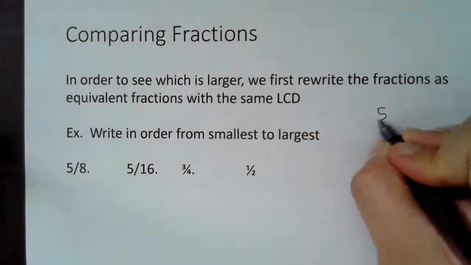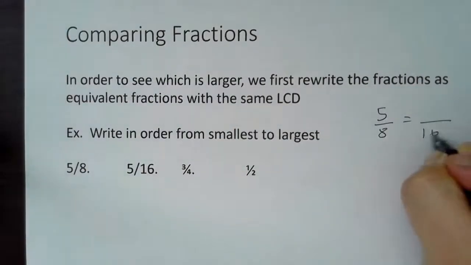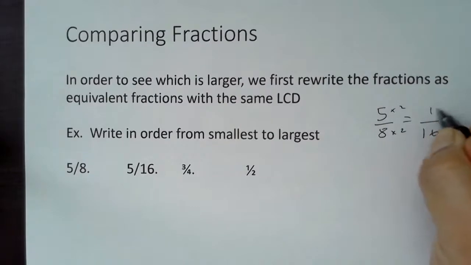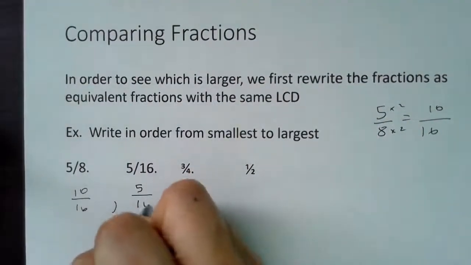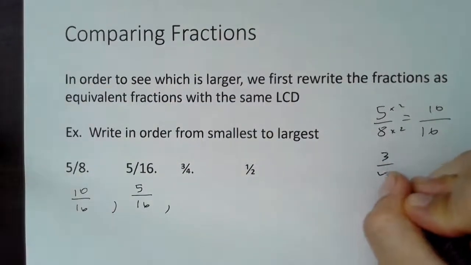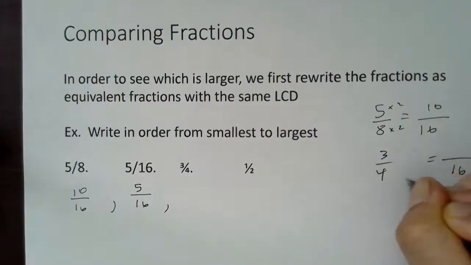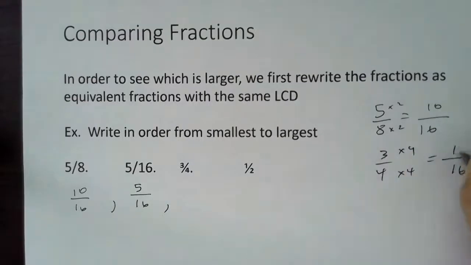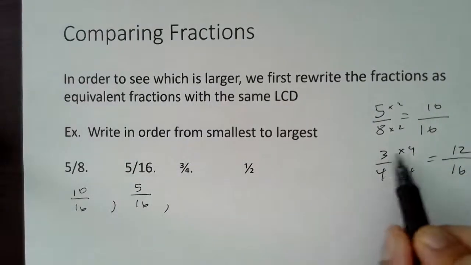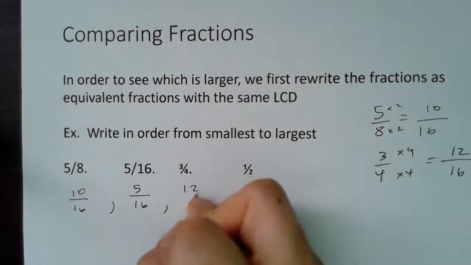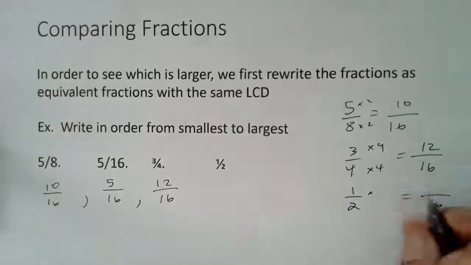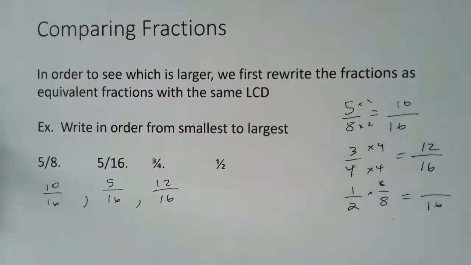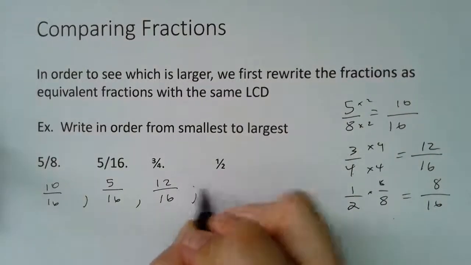So we have 5 eighths. Let's rewrite this as a 16. So that's times 2 times 2, that's 10 16. So this one is 10 over 16. This one stays the same, 5 16ths. 3/4, let's go ahead and write that as the equivalent fraction for that. That's 12 over 16ths because 4 times 4 is 16, so multiply the top as well. And then 1/2, rewritten as a fraction with the number 16, we multiply top and bottom by 8, so that gives me 8 over 16, 8 over 16.